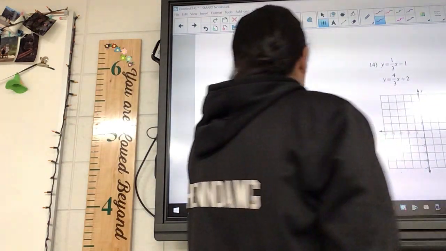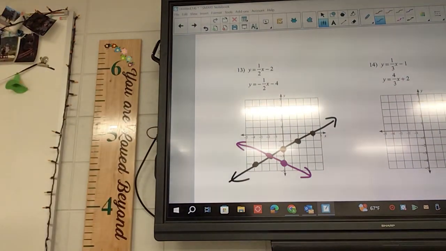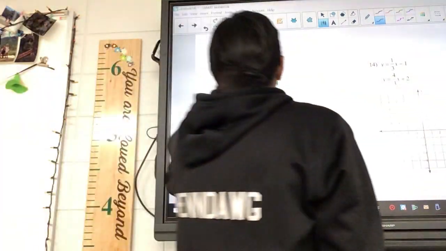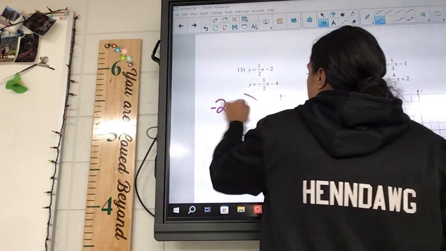This is where people get all tripped up, because they see that 1 over 2 on both of them and think, oh, it's going to be no solution, so they don't even bother. But it's not, because one is positive and one is negative 1 over 2. So they are going to intersect. What is that intersection point? -2, -3. Good.